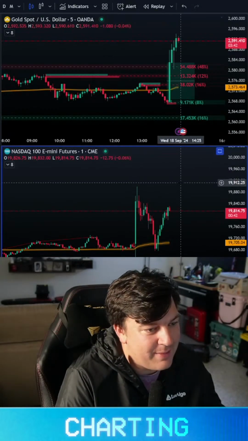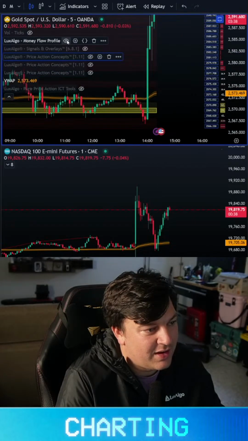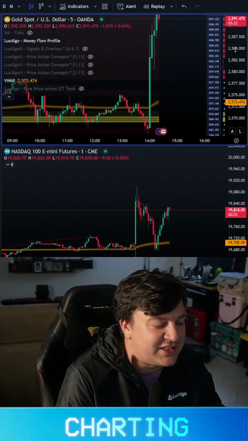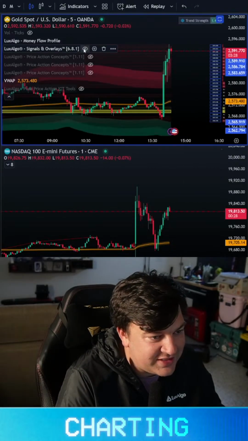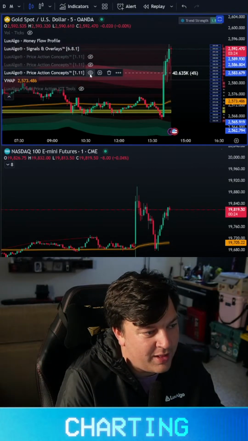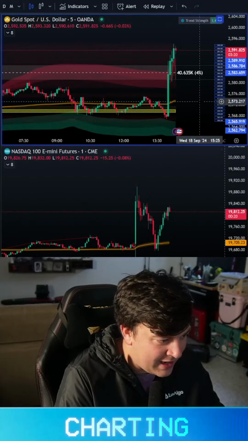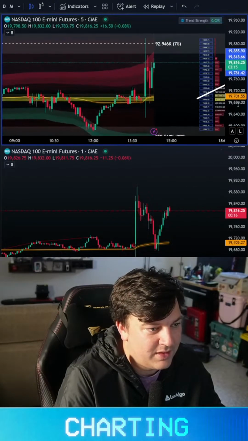Bounced right off VWAP again. VWAP is 100% the best thing ever on top of our money flow profile and the reversal zones. The perfect combination of indicators are VWAP, the reversal zones and the signals and overlays, and then high time frame order blocks on the price action concepts, like on the NQ here. Look at this, can't make this up, right?